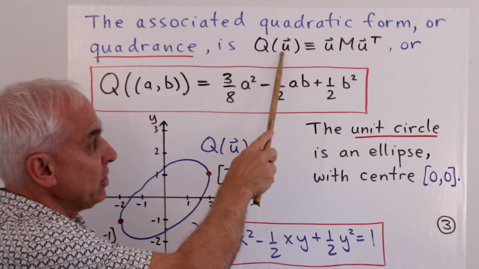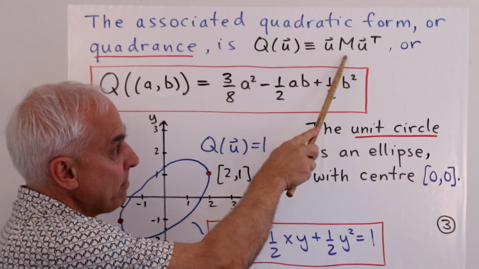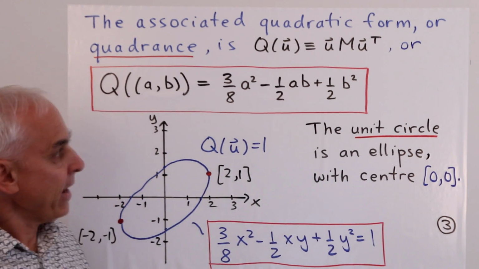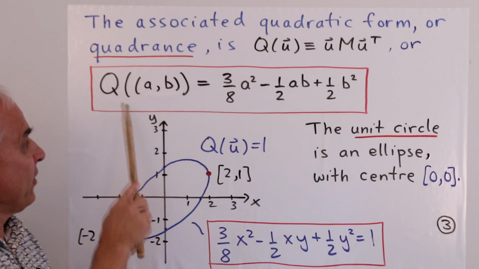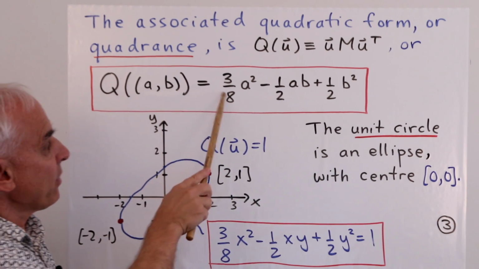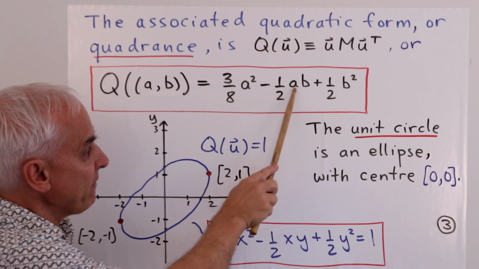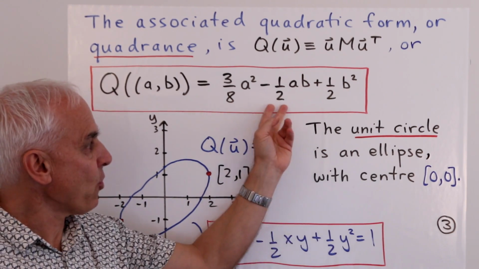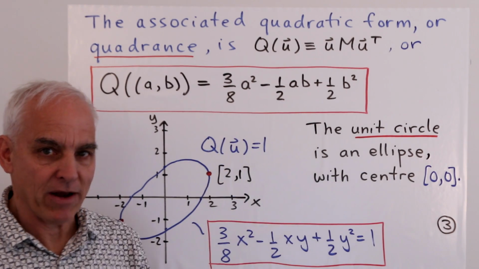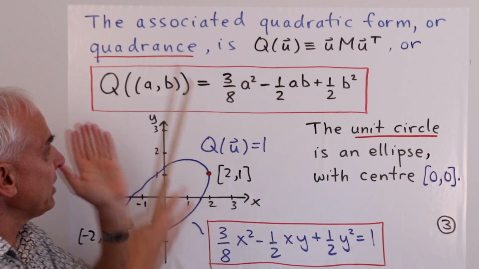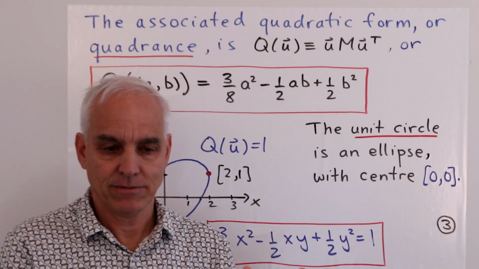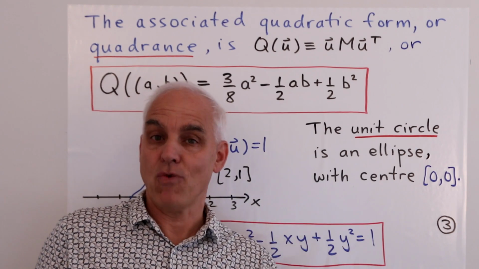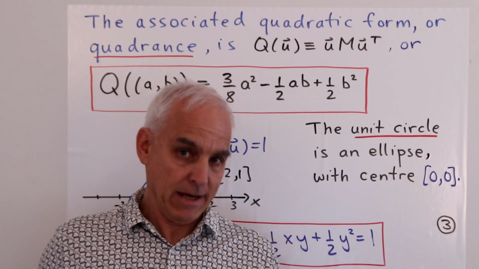So Q of a vector U is U times M times U transpose, or if you like, U dot U. Explicitly, in terms of coordinates, this Q of (A, B) is 3/8 of A squared minus 1/2 AB plus 1/2 B squared. The two minus a quarters combine to give a single minus a half. And this is really defining a quadrance, exactly parallel to the Euclidean quadrance, but now it's a more general kind of quadrance. But it still plays the same role.